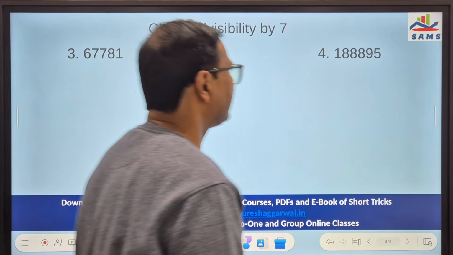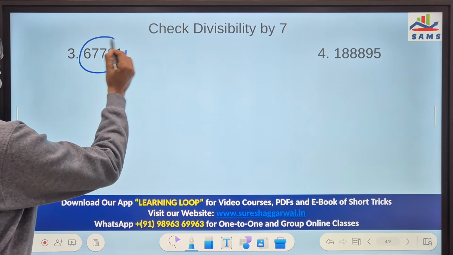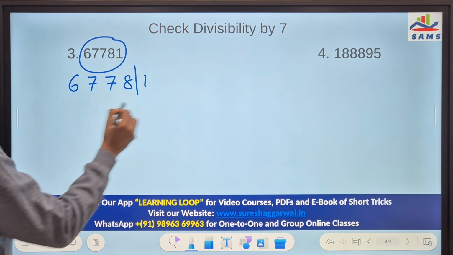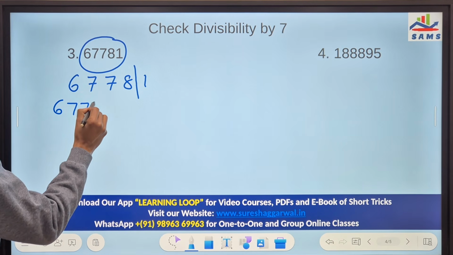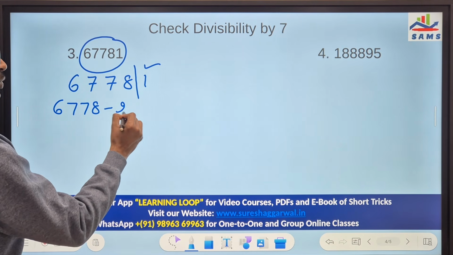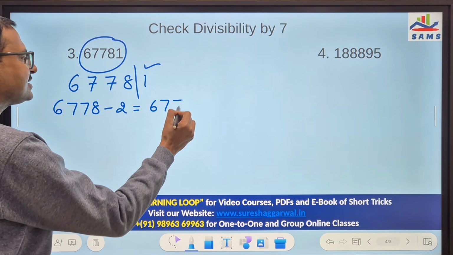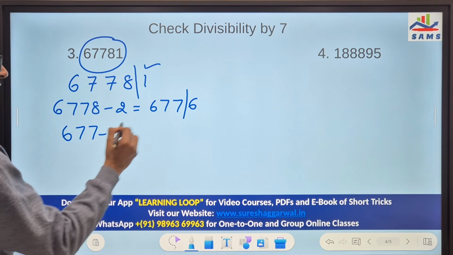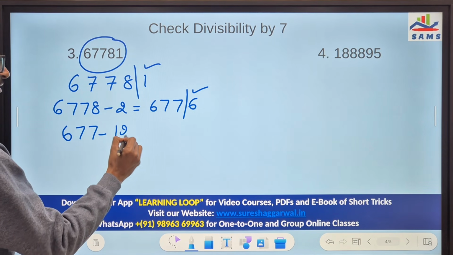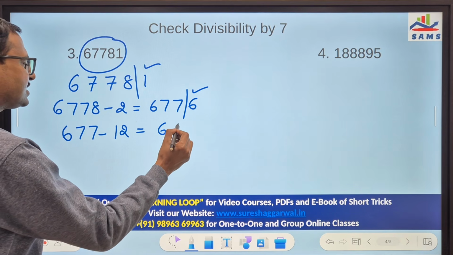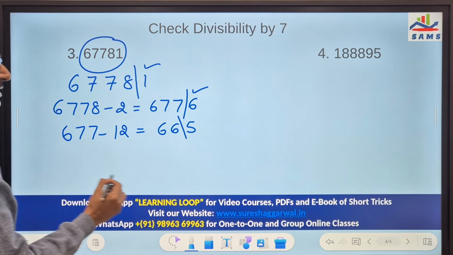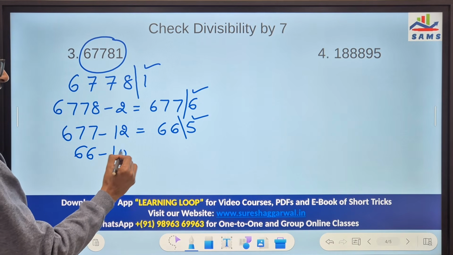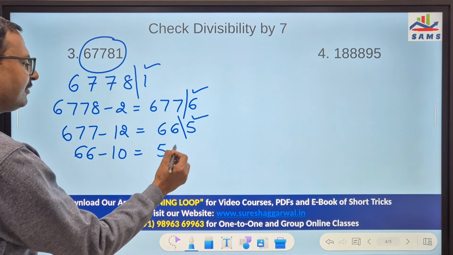Let's check for some big numbers. 67781. So I'll be a little quick now. 67781. Separate out the last digit. 6778 minus 2 times 1 is 2. I get 6776. Separate out the last digit. 677 minus 2 times 6 is 12. I get 665. Separate out the last digit. 66 minus 5 times 2 is 10. You get a 56. And there we go.